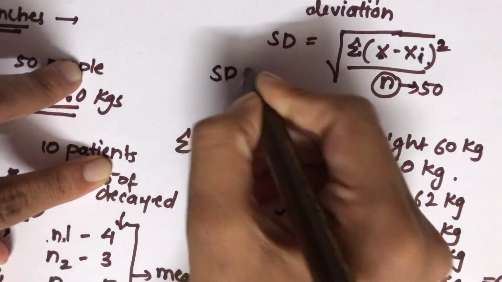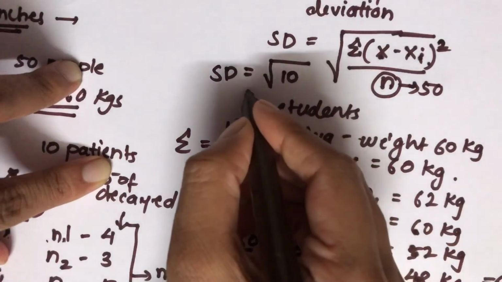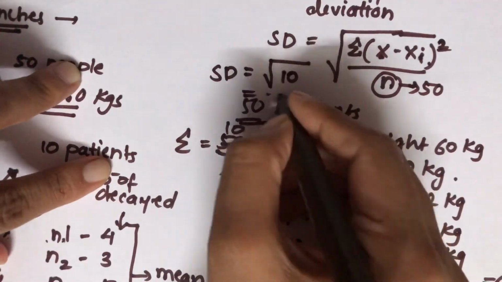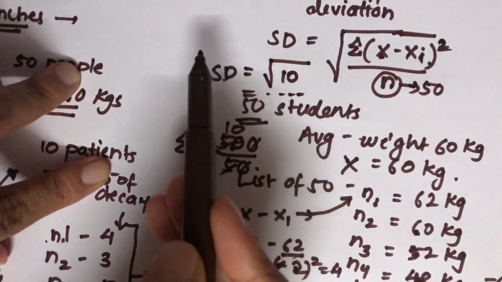So now your SD is equal to the square root of 10. The square root of 10 would be something, and that means this is your standard deviation.